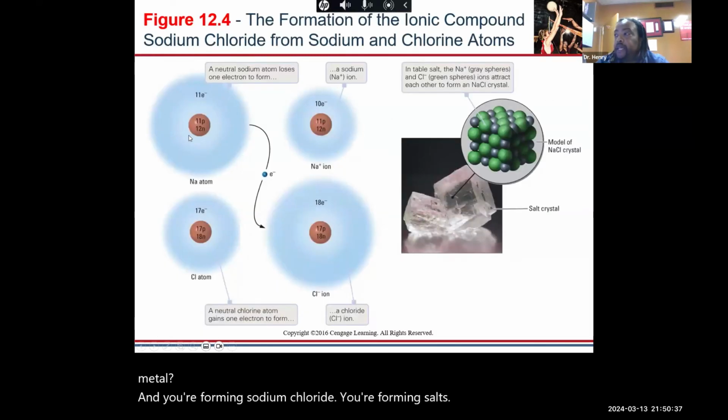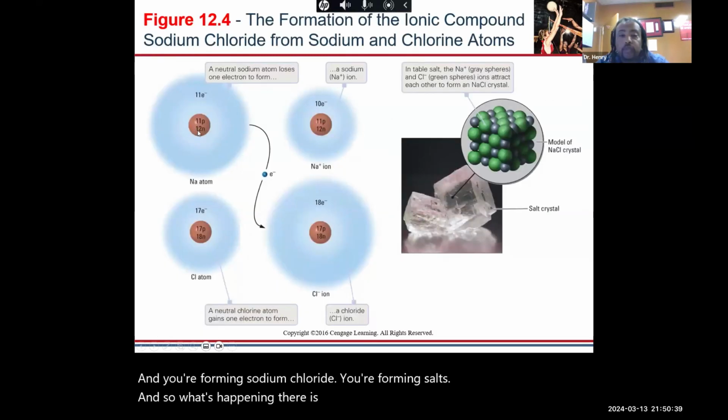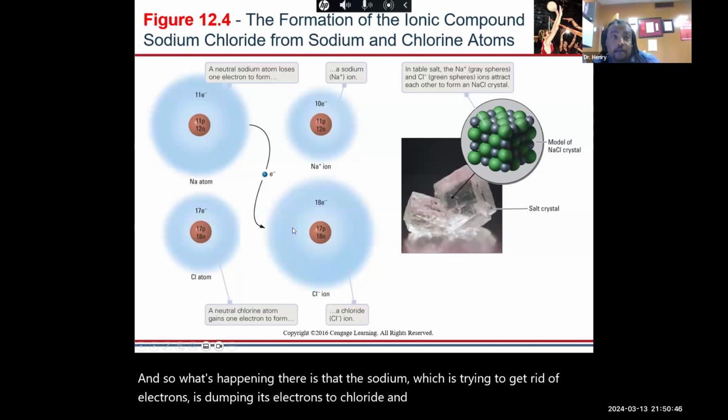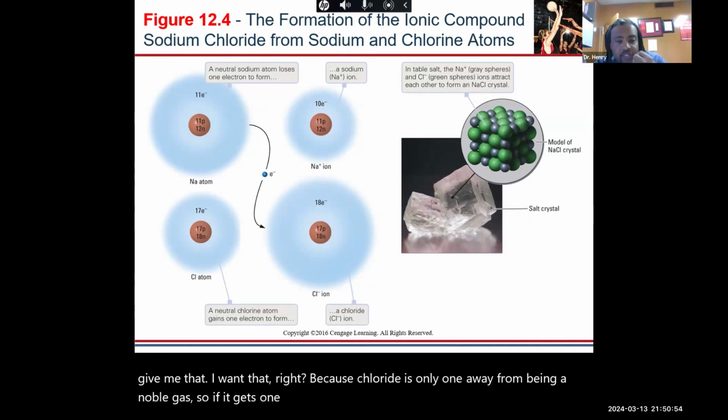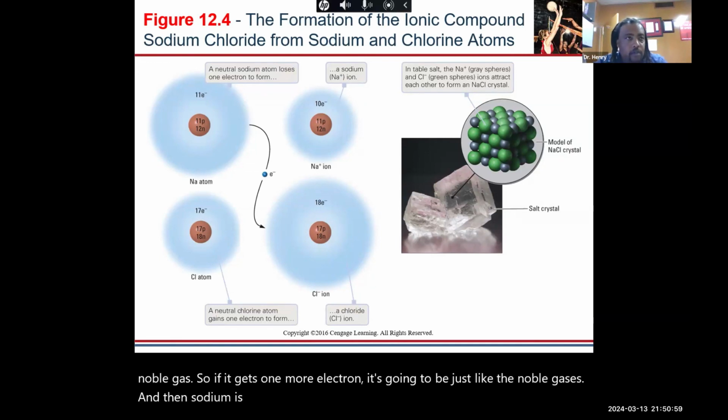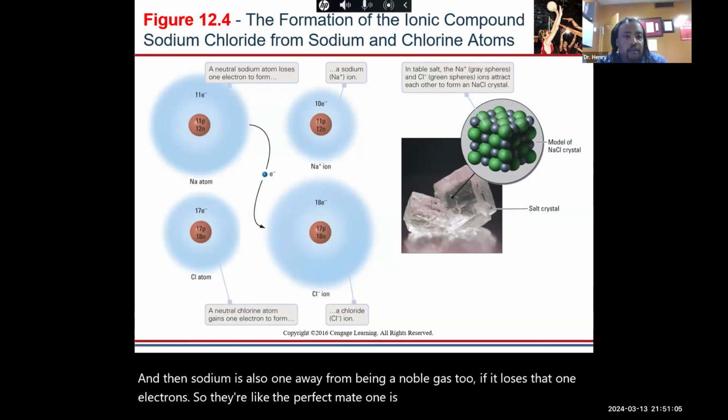What's happening there is that the sodium, which is trying to get rid of electrons, is dumping its electrons to chlorine. And chlorine is taking it. It's like, yep, give me that. I want that, right? Because chlorine is only one electron away from being a noble gas. If it gets one more electron, it's going to be just like the noble gases. And sodium is also one away from being a noble gas if it loses that one electron. So they're like the perfect mate. One is losing, the other one is taking, right?